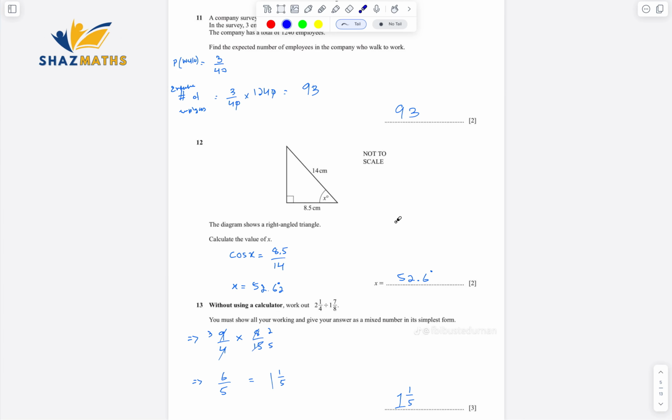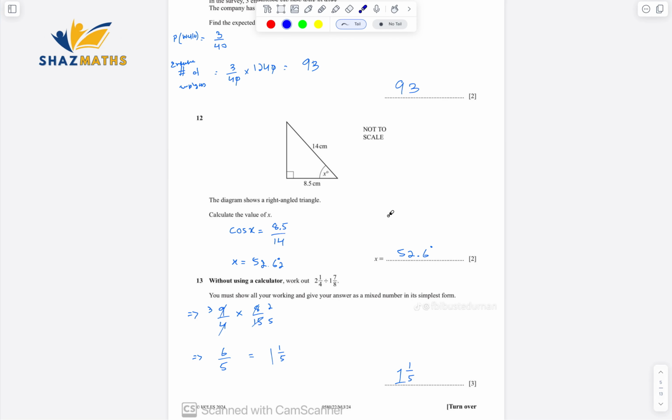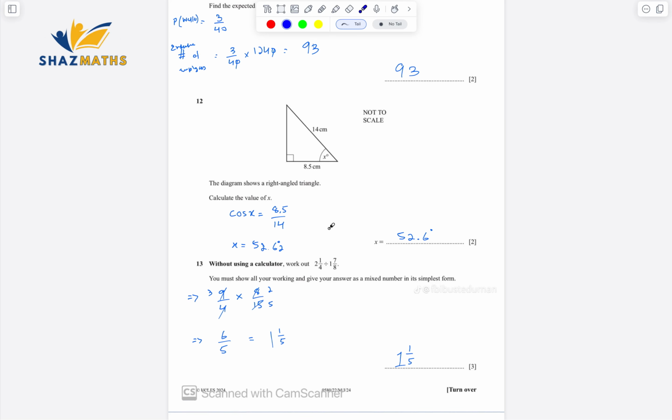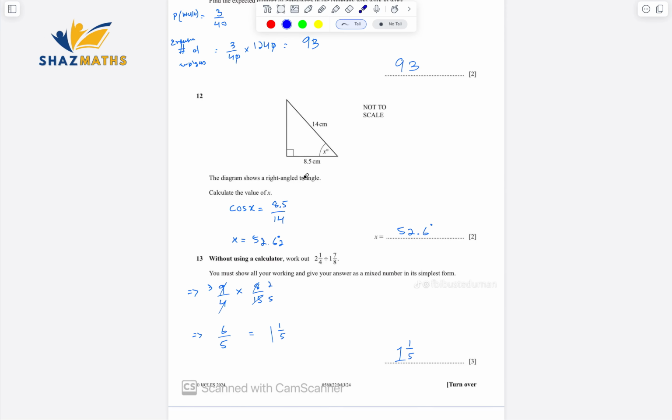3, 1. The diagram shows a right angle triangle. Calculate the value of x. Okay, that's simple. The hypotenuse is given, and the base. So it should be cos of x equals, because it's 2 marks, that's why I'm showing the working, alright? So base, that is 8.5 over hypotenuse, that's 14. So cos x equals 8.5 divided by 14. And then cos inverse. I don't have the calculator on me, so I'm going to use my mobile phone. Okay, that should be 52.62 degrees. I'm going to give my final answer to 1 decimal place because it's an angle, so 52.6 degrees.